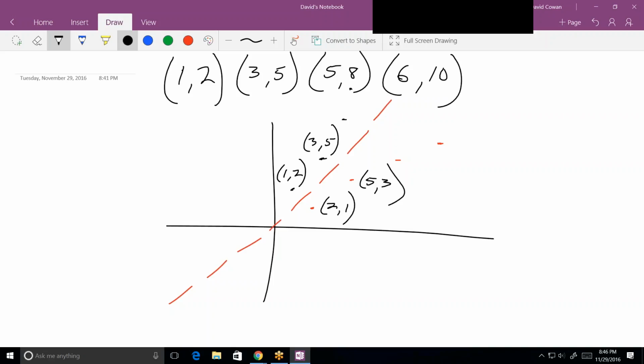And notice that if I were to graph these, they appear to be reflections about the line y equal x. Again, as all inverse functions will.